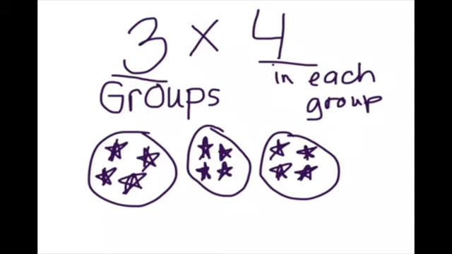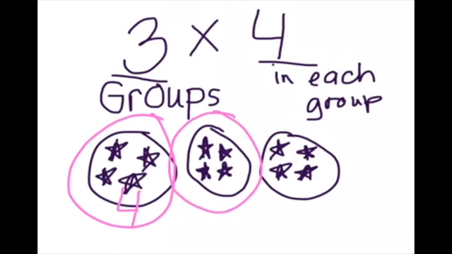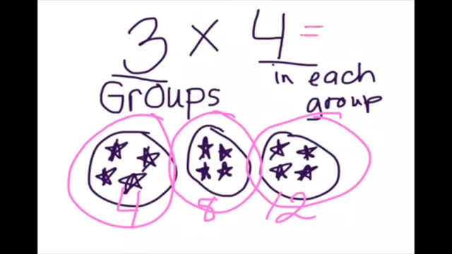And now what do I need to do? I just need to count up all of my stars. So let's count group 1 first. I have how many stars? Well, I had 4 stars, right? So we have 4. And then in this second group, I have 4 more. 4 plus 4 is 8, right? And then in this group, I have 4 more, and 4 plus 8 is 12. So guess what? Our product, or our answer to a multiplication problem, is 12. Okay? 3 times 4 is 12.